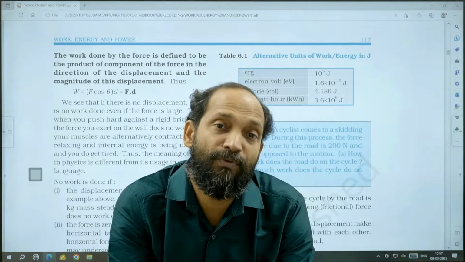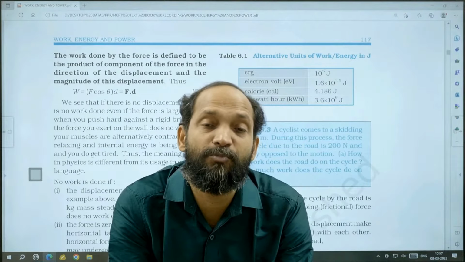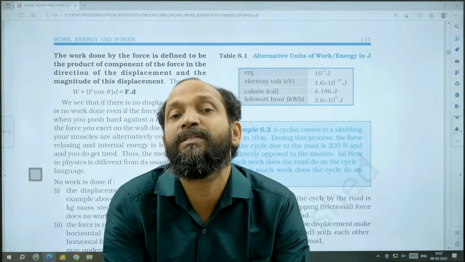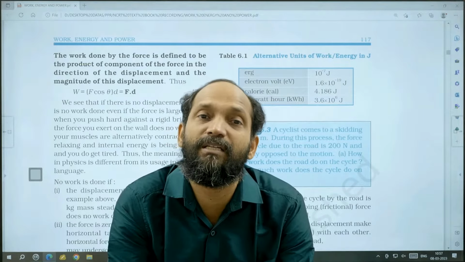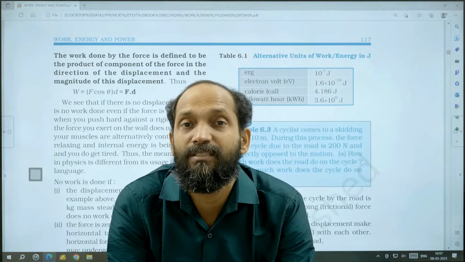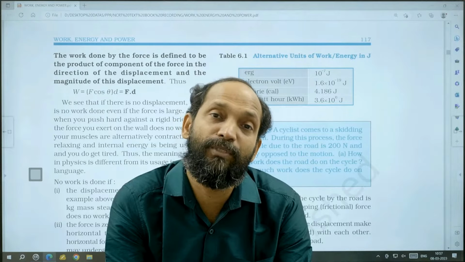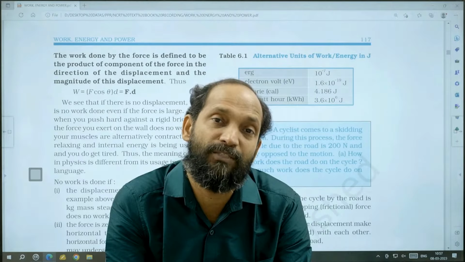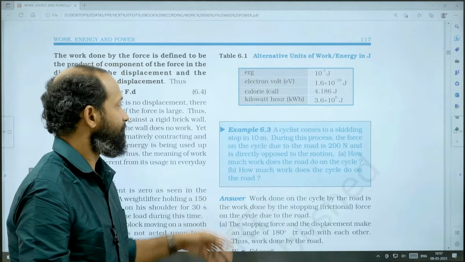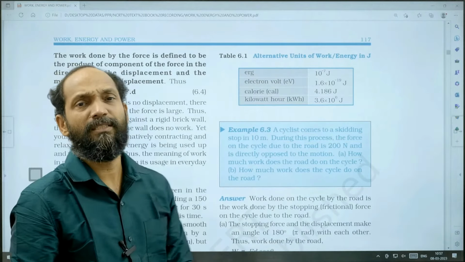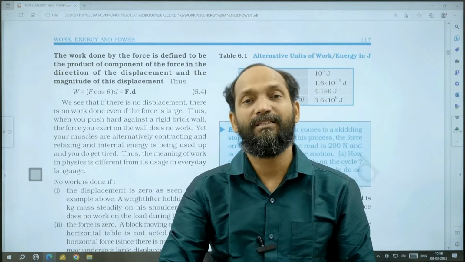Only if there is a displacement not perpendicular to the line of action of the force can that force do work. In the same situation there may be several forces. Some forces may be doing positive work, some negative work, some zero work. So here, what is the work done by the road on the cycle? Vice versa, think.